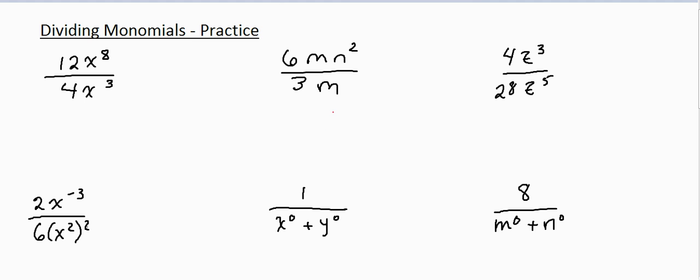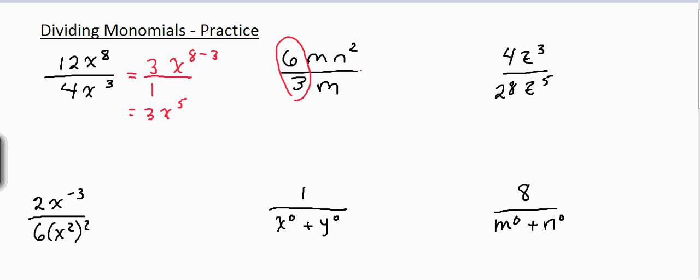Let's practice some problems from this section on dividing monomials. Here I have 12 divided by 4, which I know is 3 over 1 when I simplify it. And here I have x to the 8th minus 3, so I end up with 3x to the 5th.